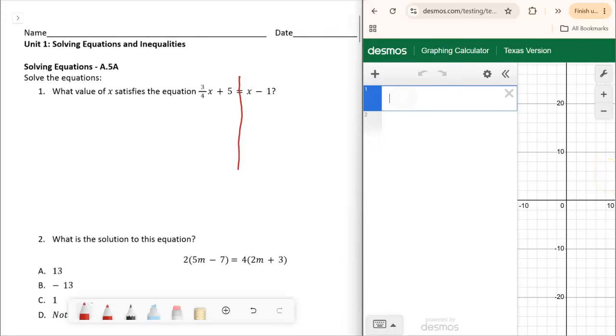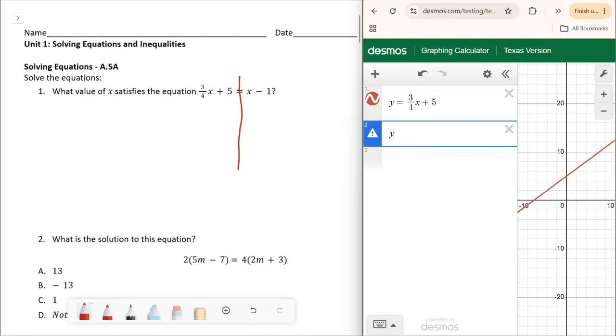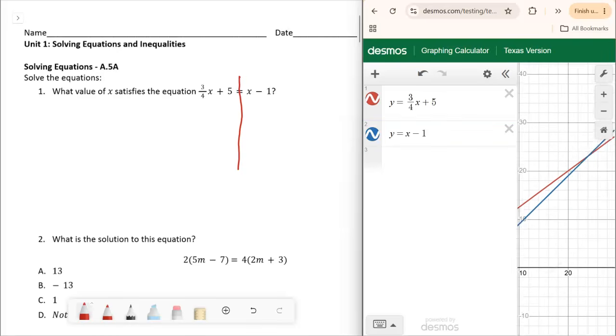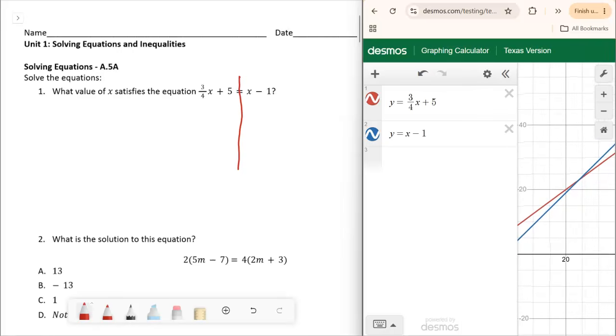So remember to draw the line so that you can separate the two. One side is y equals 3 over 4, arrow over to the x plus 5. And then the second one is y equals x minus 1. And then just go look for where they cross and click it so that you can find the answer.